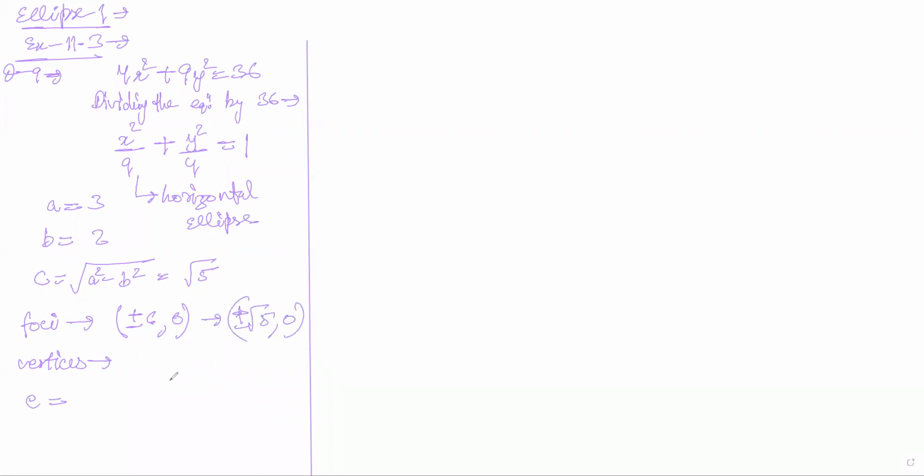And what are the vertices? Plus or minus 3 comma 0. Yes. And what is eccentricity? Eccentricity is C by A, root 5 by 3. Yes. And length of latus rectum would be 2b square by A. Yes, so 8 by 3.